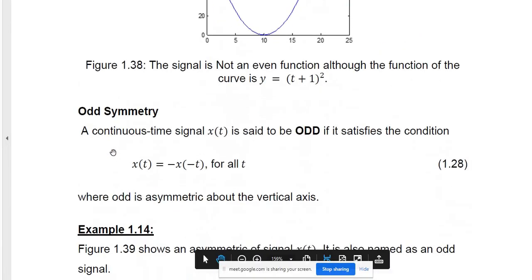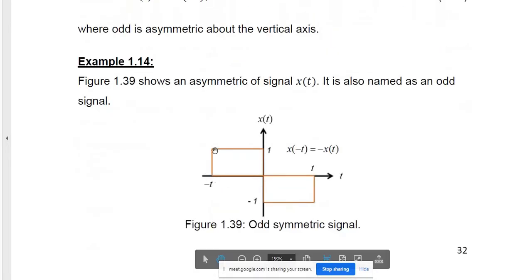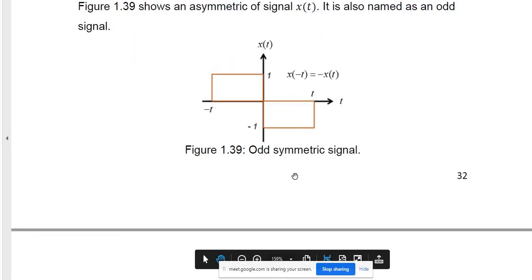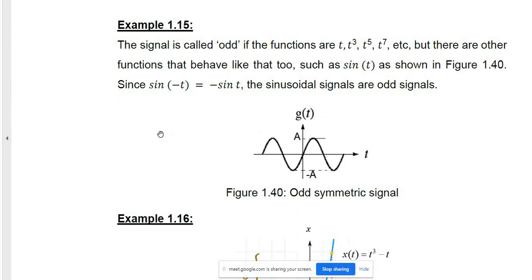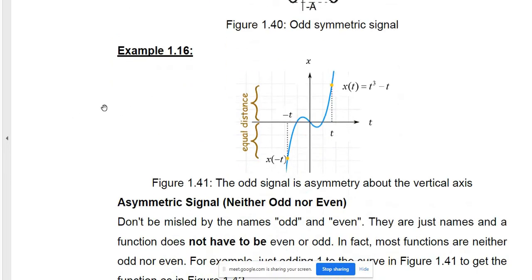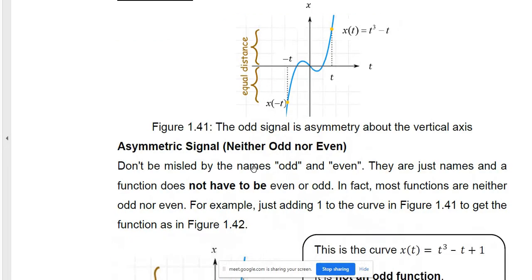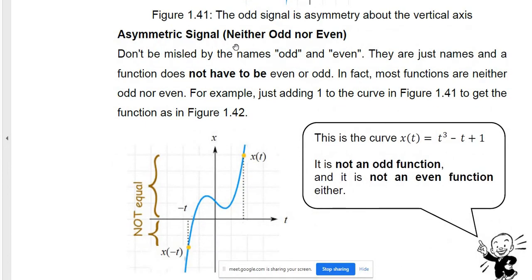And for the odd symmetry, it is this one. You know that this is the odd characteristic. A sinusoidal wave is odd symmetric, and this one is odd also. And then I show you this one is neither odd nor even, so we call it an asymmetric signal.